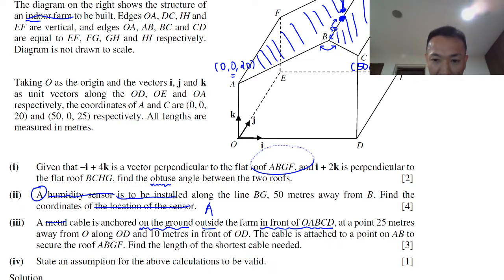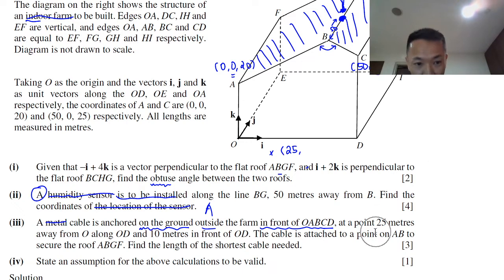But you want it at a point 25 meters away from O, along OD. That means somewhere here, where the x coordinate is 25. Right? And 10 meters in front of OD. That means the 10 meters here. That means the y coordinate is minus 10. And the z coordinate is 0. Now this is what we can infer from there. Not easy, but you look very carefully.